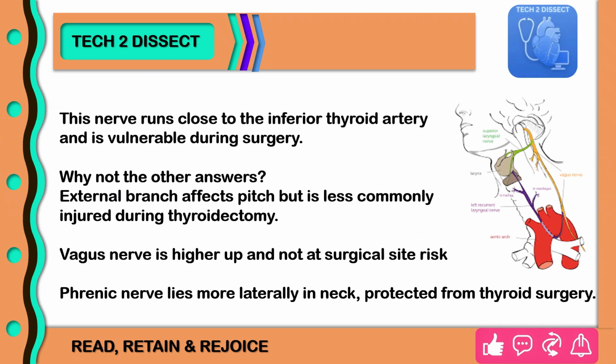Why not the other answers? External branch affects pitch, but is less commonly injured during thyroidectomy. Vagus nerve is higher up and not at surgical site risk. Phrenic nerve lies more laterally in neck, protected from thyroid surgery.